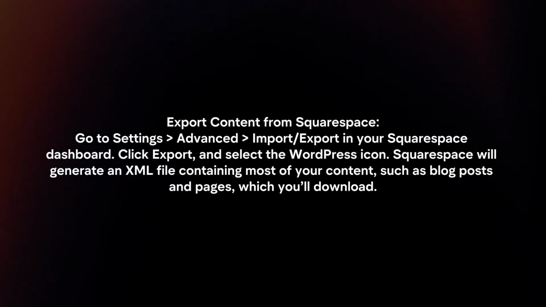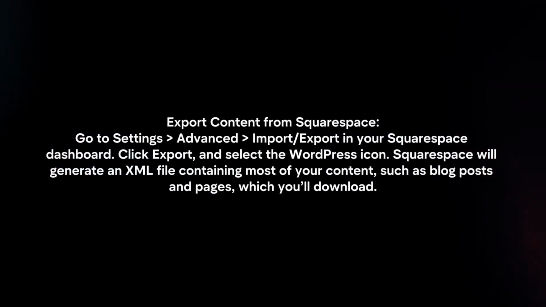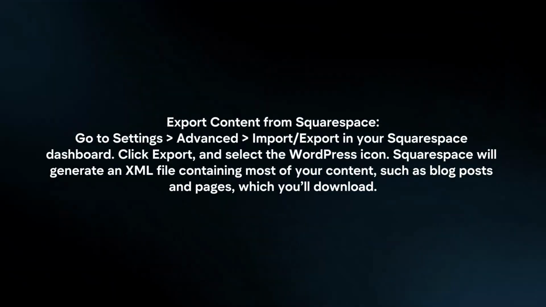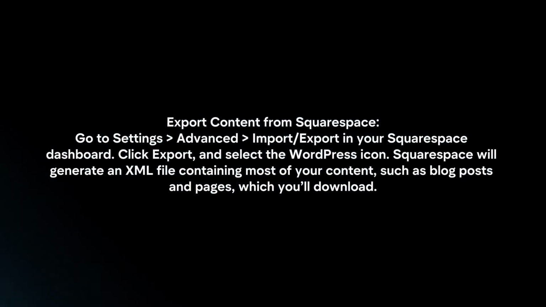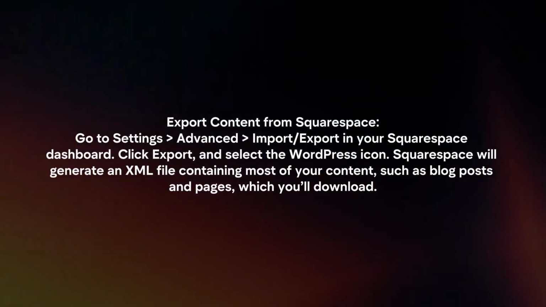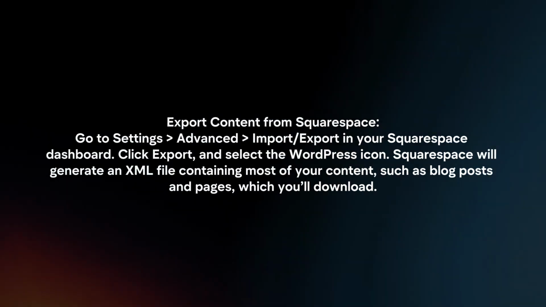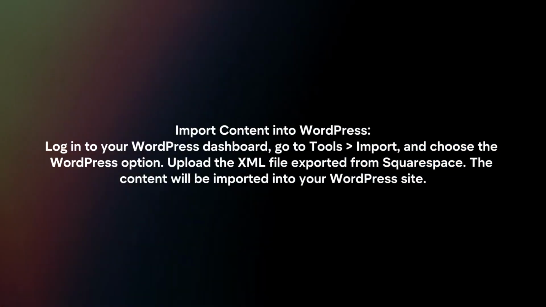Export content from Squarespace. Go to Settings, Advanced, Import or Export in your Squarespace dashboard. Click Export and select the WordPress icon. Squarespace will generate an XML file containing most of your content, such as blog posts and pages, which you will download.